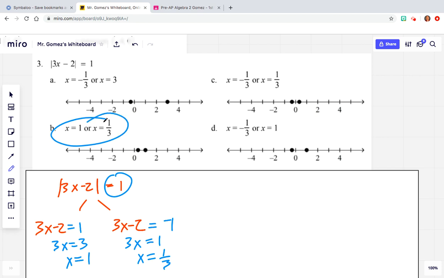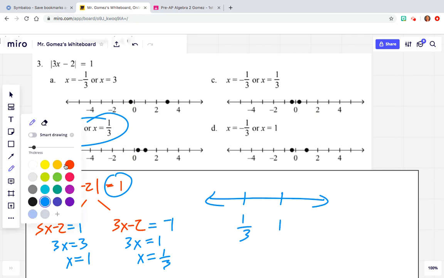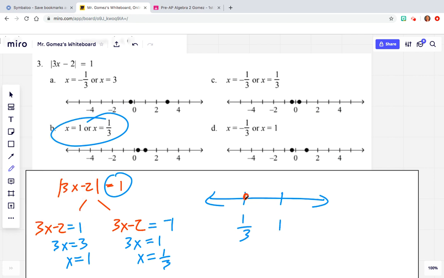Okay, so it looks like so far this is the only one that matches up my signs and whatnot, because everything else has like negatives. But anyway, let's go ahead and graph it just to make sure. So we have 1/3, and we also have 1. And yes, they would just be dots, just like you see right here on option B. And then we have to check them.